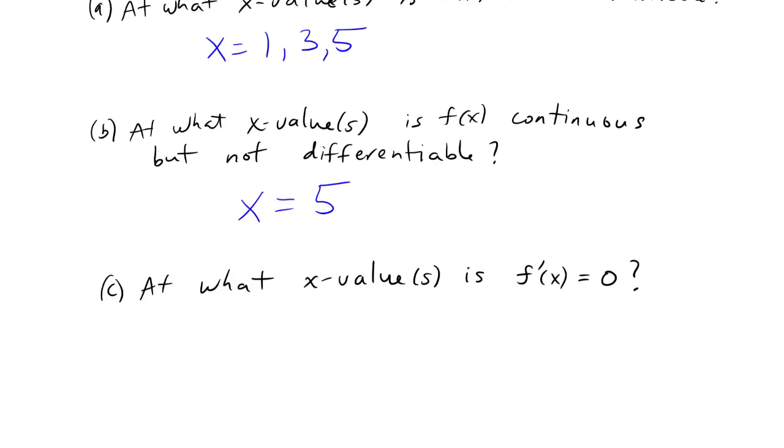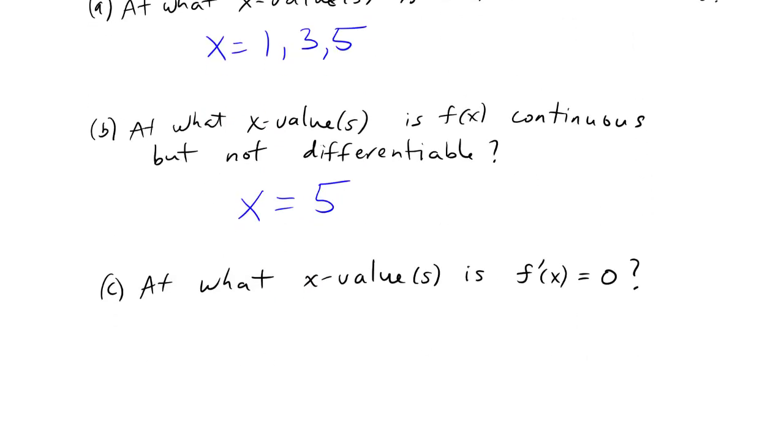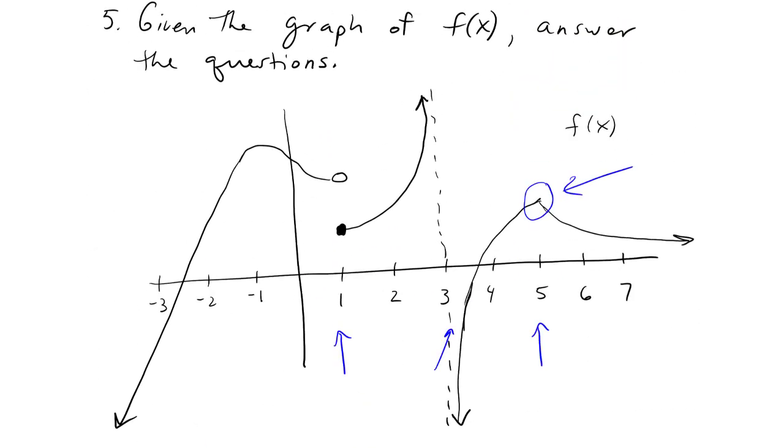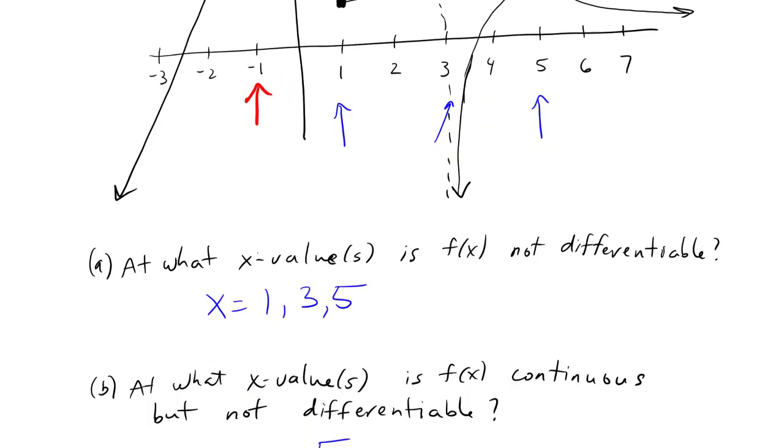All right. And now, at what x value or values is f prime of x equals 0? So when is the derivative equal to 0? So if we go back to the graph here, derivative of 0 means horizontal tangent line. So if I look at this graph, I think about here at -1 looks like we would have a horizontal tangent line. And so that's the place there.